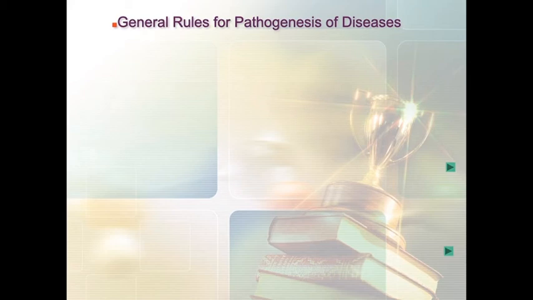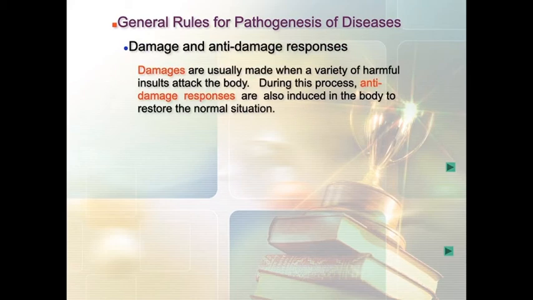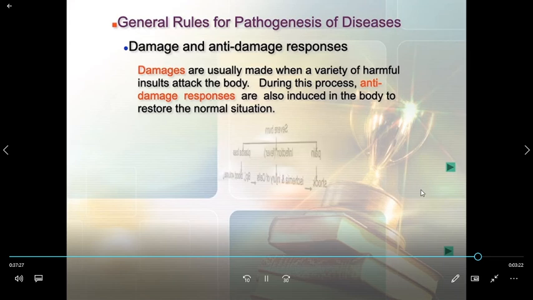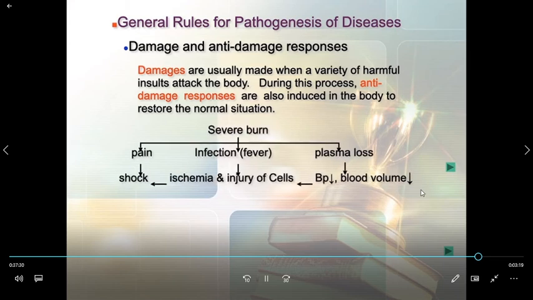Okay, the general rule for pathogenesis of disease is damage and anti-damage response. It's like a battle between the two. Damage is usually made when a variety of harmful insults attack the body. During this process, anti-damage responses are also induced in the body to restore the normal situation, like an invasion. There are enemies at the gate to invade our country, and we would be activated as soldiers to work against them to get them out and keep them out. So in our body, it's like a defense battle.